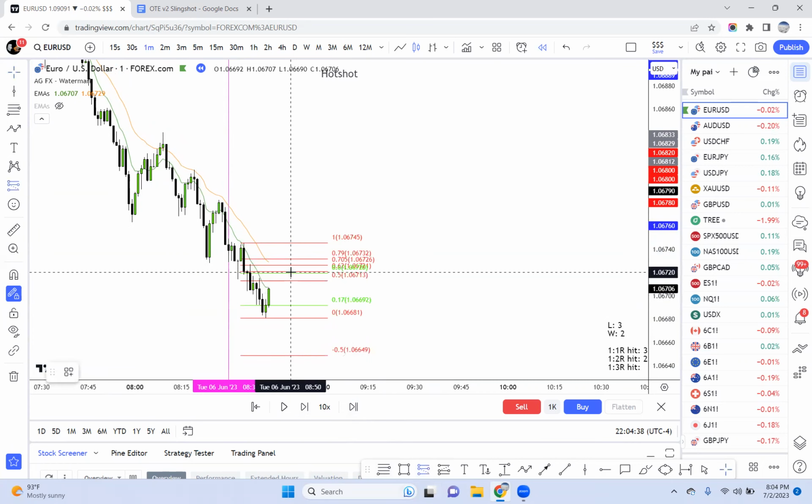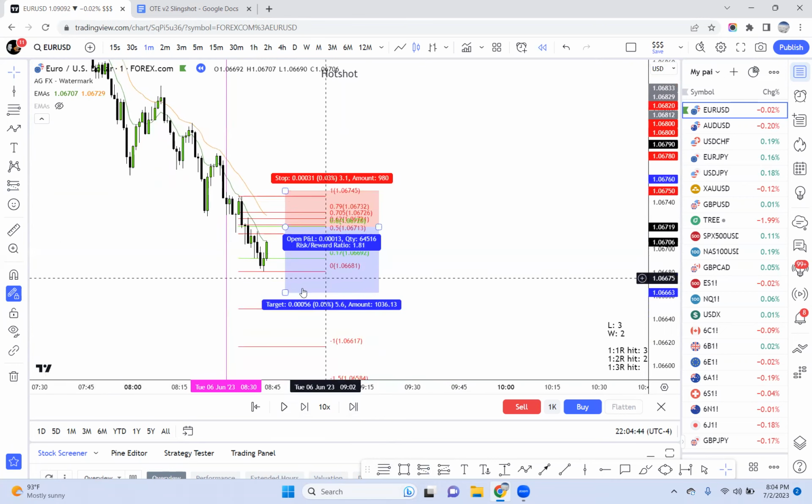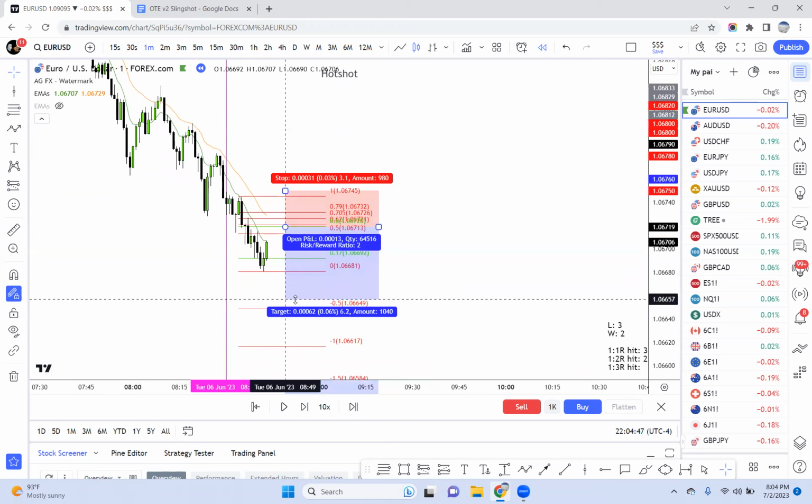Gonna set our levels, our entry. Our stops will go at the 50, and we're targeting 1 to 2. Let's see what happens.